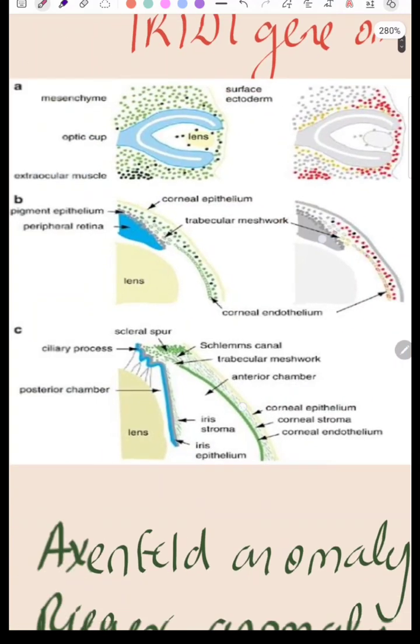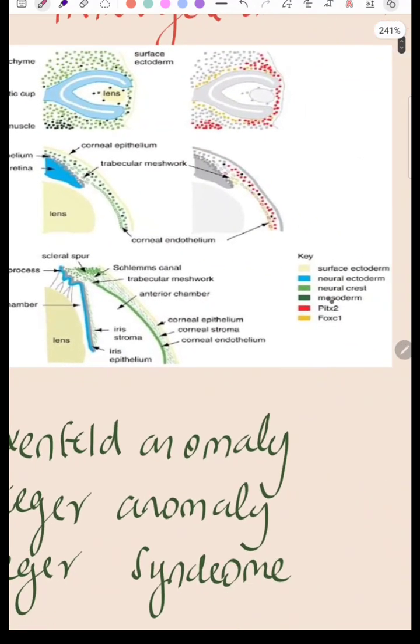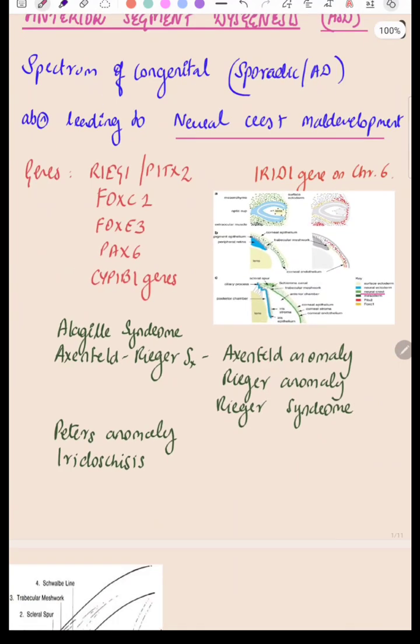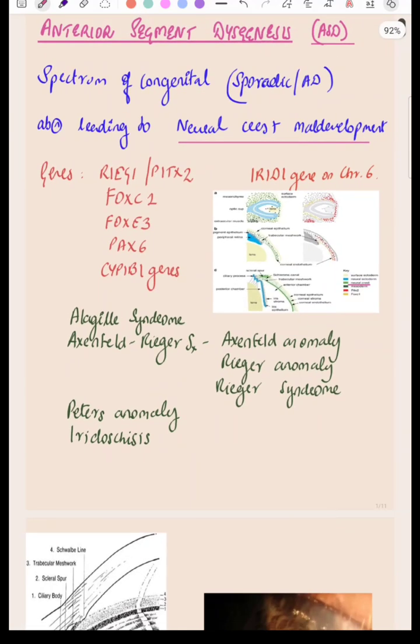We can see here the neural crest cells. The green ones are the neural crest cells. Defective development of the neural crest cells is the main pathogenesis here. There is no gender predilection, and it usually starts during childhood and involves both eyes.